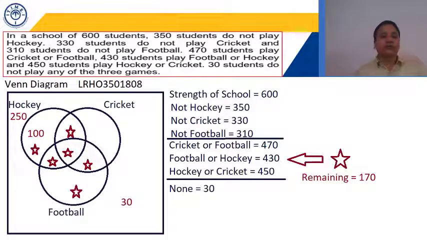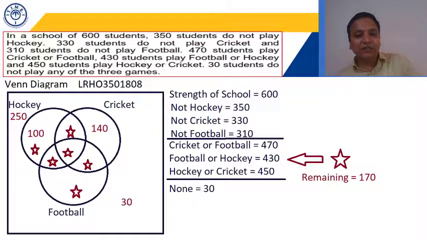Just consider it once again. Football or hockey is 430. So these 6 regions represent 430. There are total 8 regions. One region, 30, is not among these 430; it is the outside none part. Total is 600. So if 430 goes out, how many are remaining? 170. 170 is the sum of only cricket plus none. None is 30. So only cricket is 140. I hope this is clear.